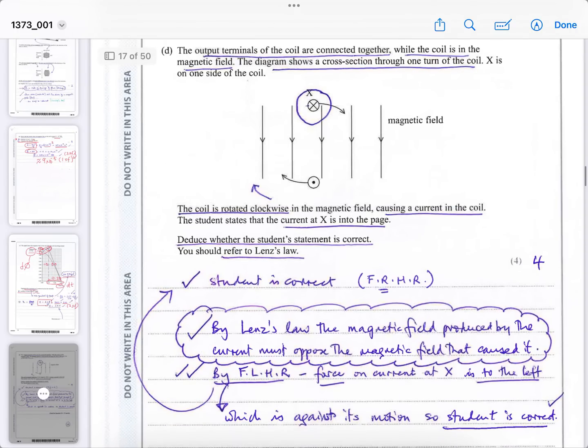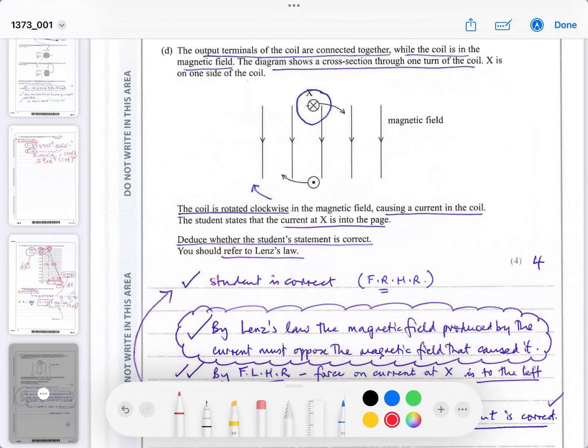Okay, so let's see if we can break this down. The student is correct. We can tell that just by using Fleming's right-hand rule. If you use Fleming's right-hand rule, and you know the field direction is downwards, you put your fingers in the right direction, which will show you that if the coil is turning clockwise, the current will be induced at X to go into the page.